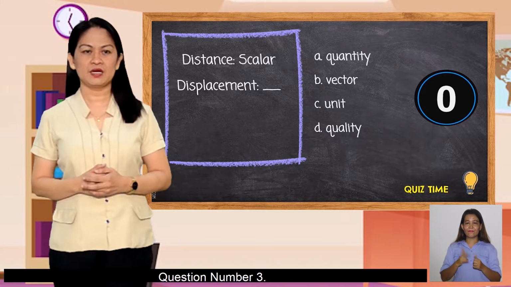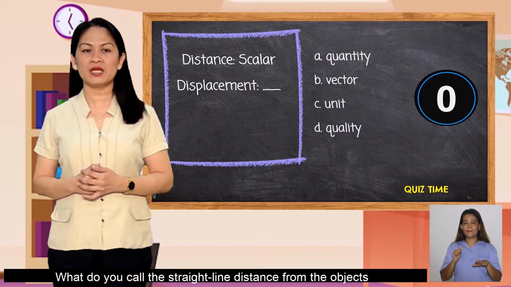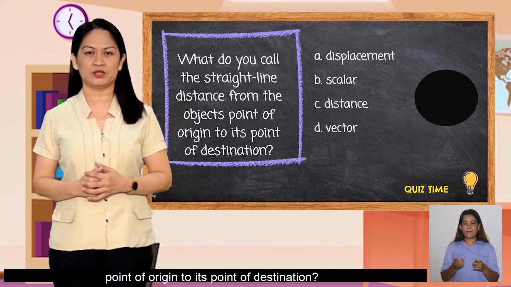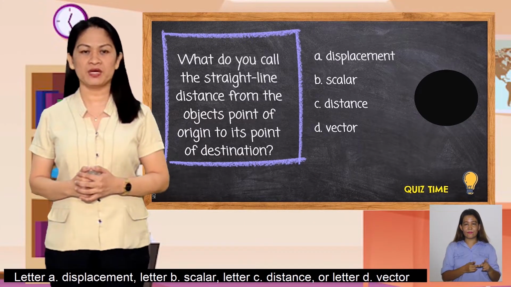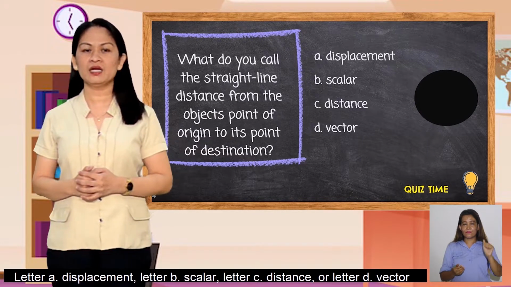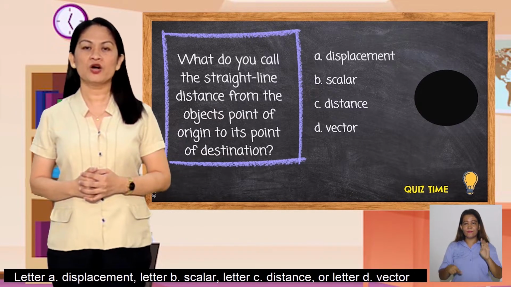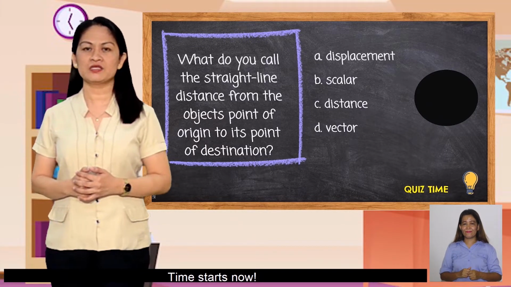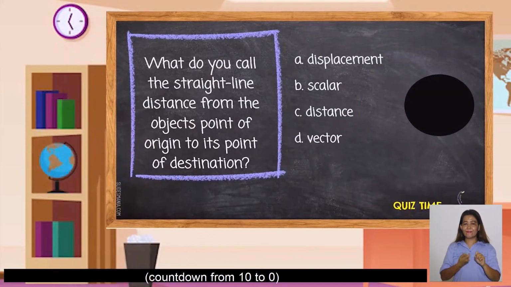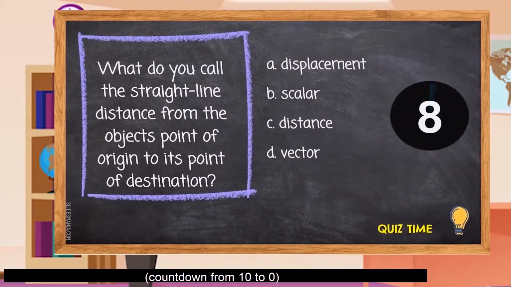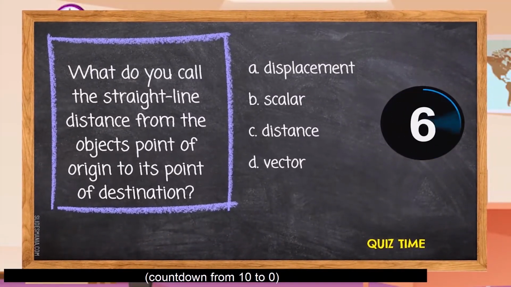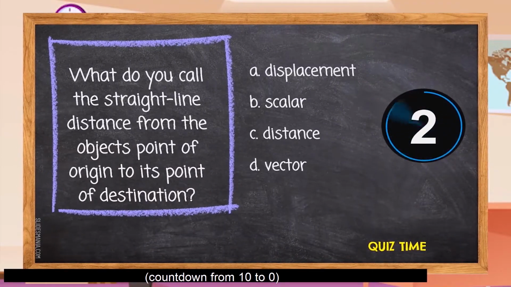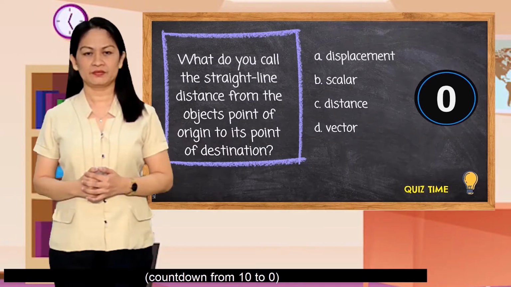Question number 3. What do you call a straight line distance from the object's point of origin to its point of destination? Letter A, displacement, letter B, scalar, letter C, distance, or letter D, vector. Time starts now. Time's up.